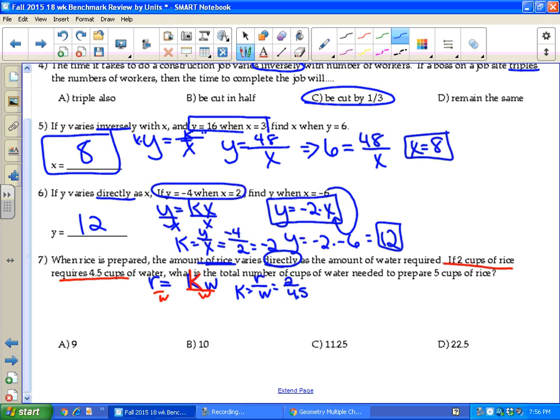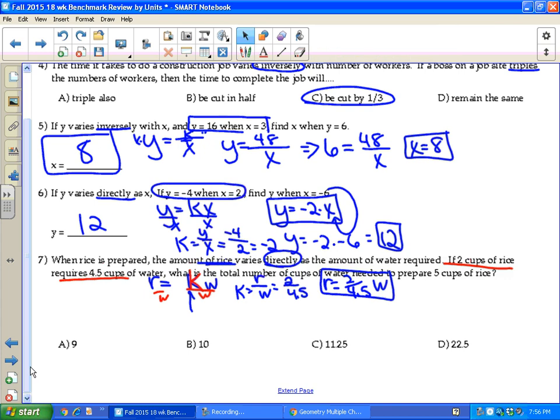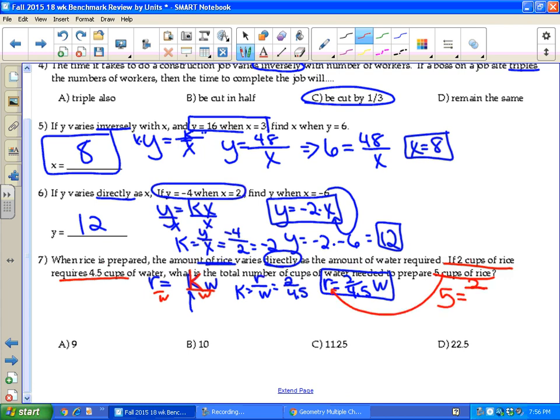If I put this in the equation, I get the rice is equal to 2 over 4.5 times the W. All I did is substitute in for constant K. 2 over 4.5 is not a nice, neat number, so I left it as a fraction. Now I'm going to say, what is the total number of cups of water needed to prepare 5 cups of rice? Okay, so that means the rice number is 5. So I'm going to get 5 equals 2 over 4.5 times W, and I need to solve for letter W. I'm trying to find out what W equals.